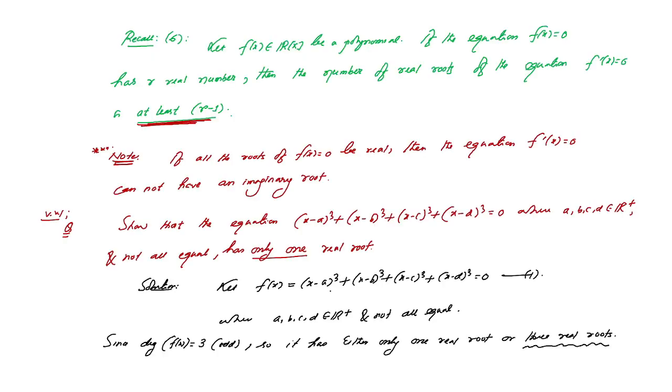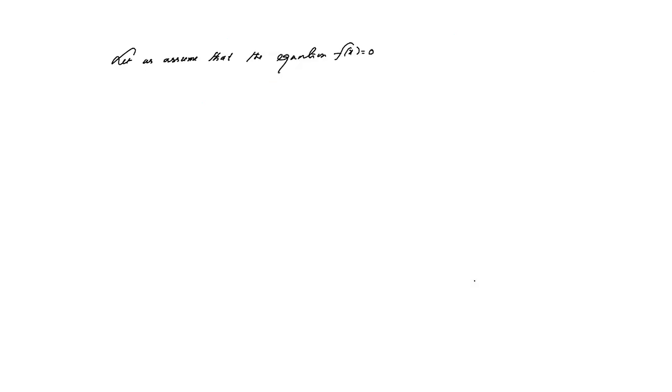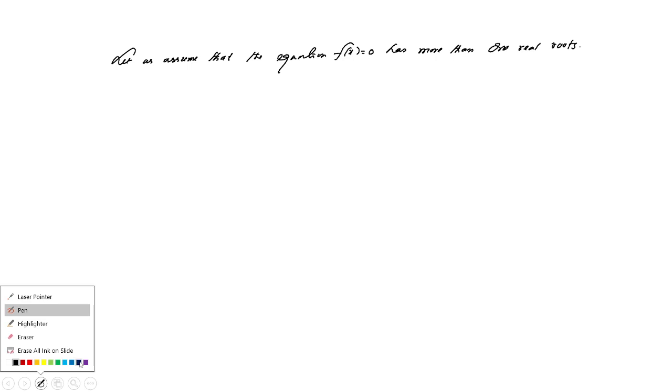So let us assume that the equation f(x) = 0, that means the equation (x − a)³ + (x − b)³ + (x − c)³ − (x − d)³ = 0, has more than one real root. That means we are talking about three real roots here. This is the other possibility.